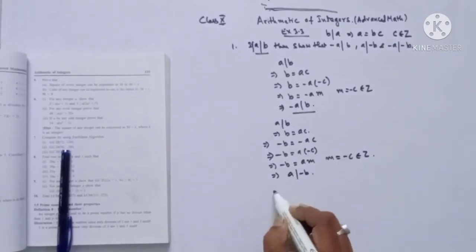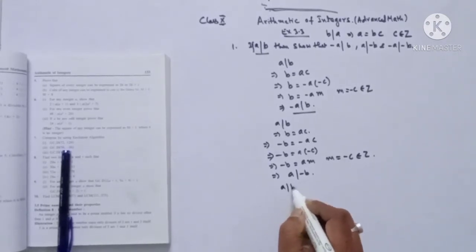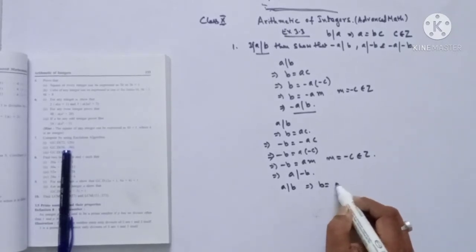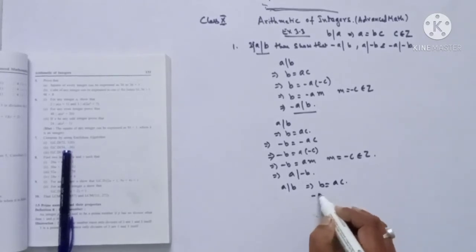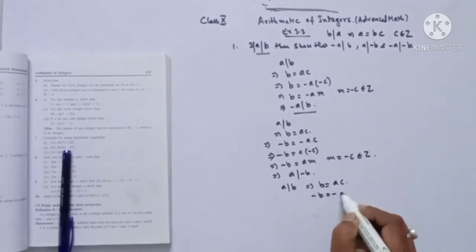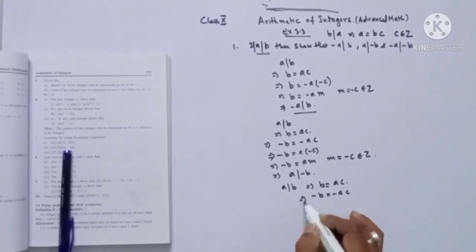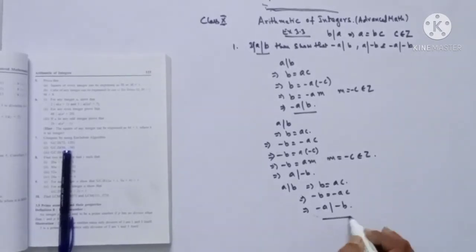minus B. And for the third case, that is A divides B, so I can write that B is equal to AC, and if I multiply both sides by minus, I can write this as minus A divides minus B. This is how you can prove it. It is not so tough, so you can prove this easily.